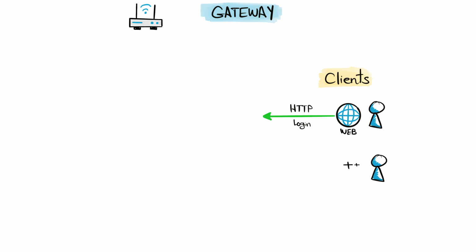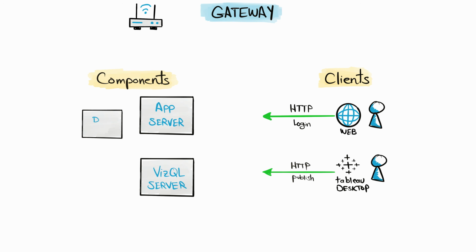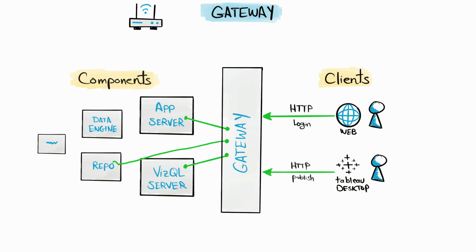Alright, so now let's go into more detail about the gateway component. On one hand we have requests coming from different clients, like a login request from a web browser or a publish request from Tableau Desktop. And on the other hand, we have different Tableau Server components like the application server, VizQL server, and so on. And the gateway is in the middle, and it knows how to forward the requests from different clients to the right server components. The other task of the gateway is balancing the load.